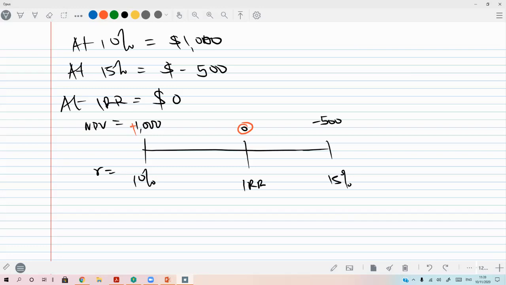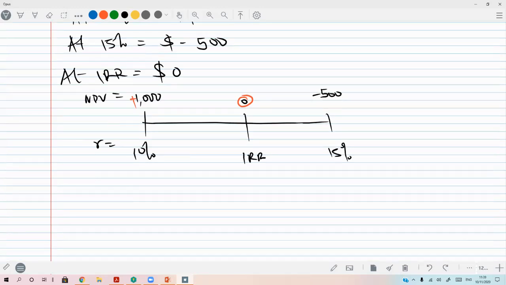Because at 10% it is 1,000 and at 15% it is negative 500, the distance between these two points in terms of percentage is 5%, because it's 15 minus 10. In terms of the NPV, the distance between these two points is equal to how much, Nafisa? Nafisa, how much is that distance?